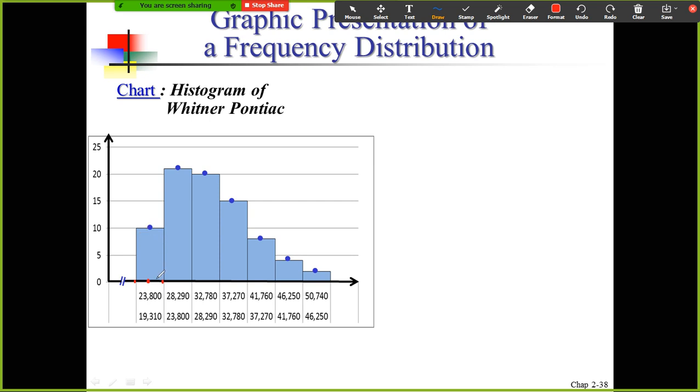Class frequency of the first class. But it is the middle of the first class. Midpoint is the midpoint of the first class, the midpoint of the second class, the third class.